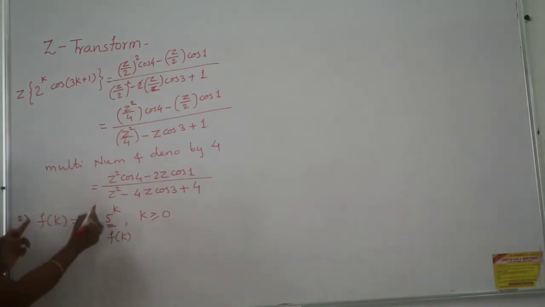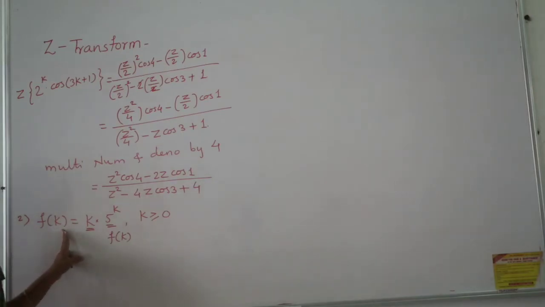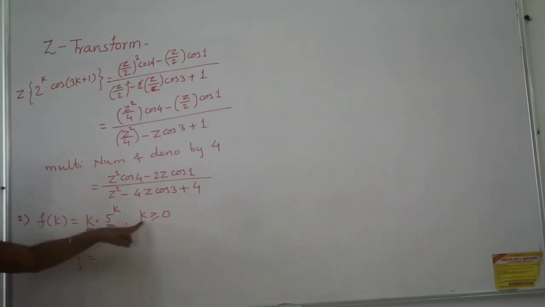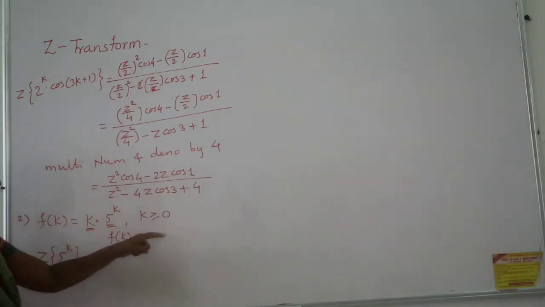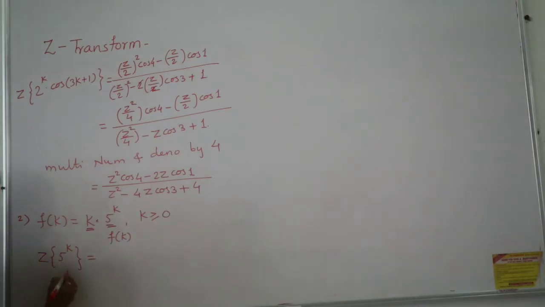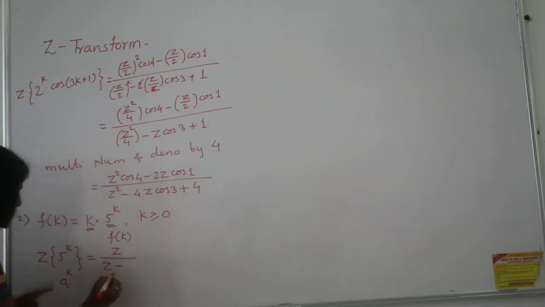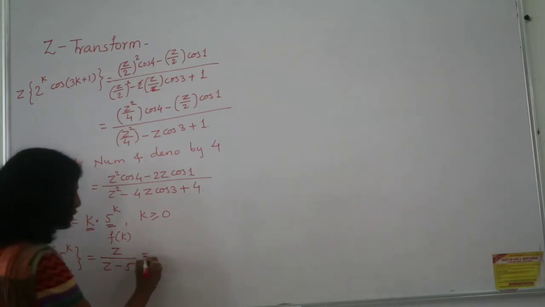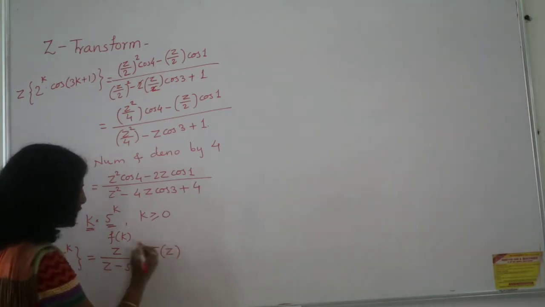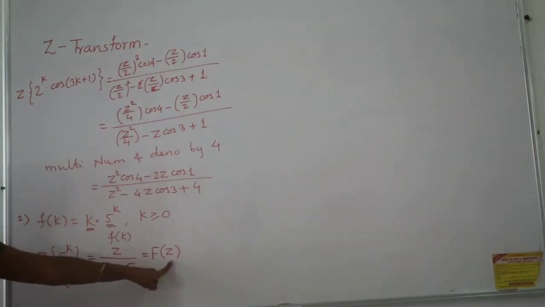Though here you are calling this total function f of k, in the Z transform all the functions are denoted by f of k only. So for the time being, I am considering this one as f of k and I am calculating the Z transform of 5 raised to k, of course, when k is greater than or equal to 0. So what is the formula I am going to use here? I am going to use the formula for a raised to k, that is z upon z minus a. Now what is a here? You can see by comparison, it is 5. And I am just going to call this one f of z.